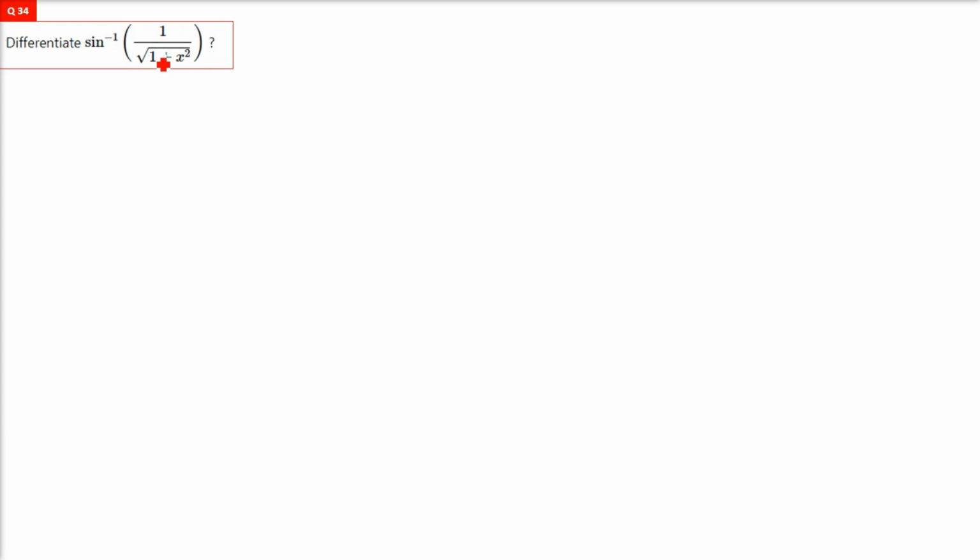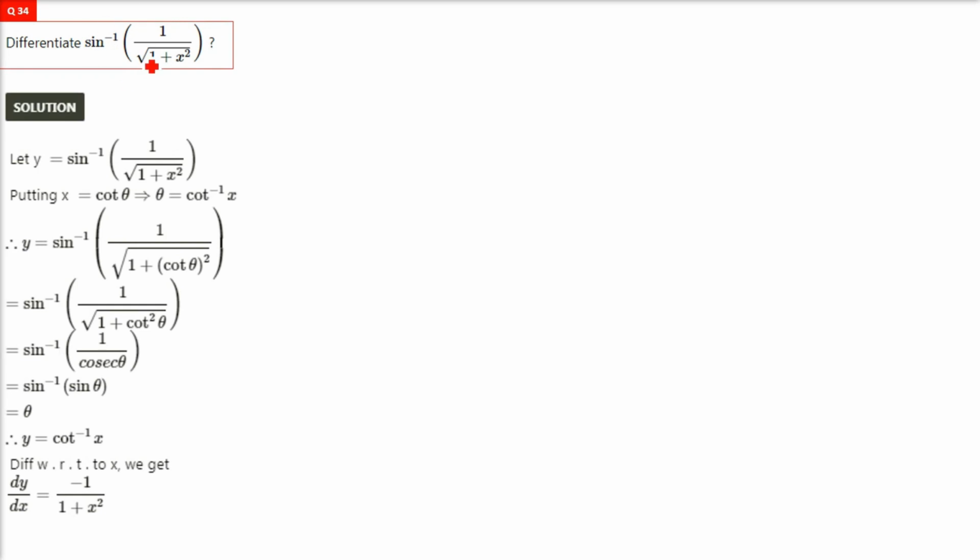Differentiate sine inverse of 1 by under root 1 plus x square. So we will just substitute something inside this under root 1 plus x square so that we get something out of it, so that we get sine. This is equivalent to under root a square plus x square. This under root 1 plus x square is under root a square plus x square. A is 1 here, x is x only. So x can be written as cot theta. Why are we not putting x as tan theta? Why are we putting x equal to cot theta?